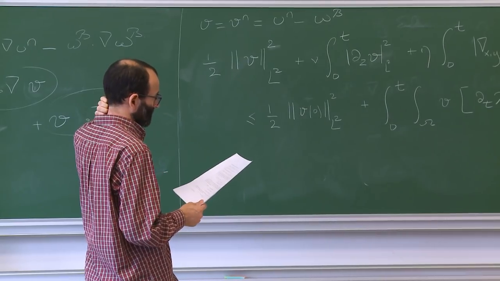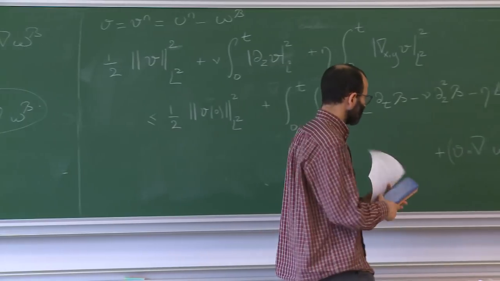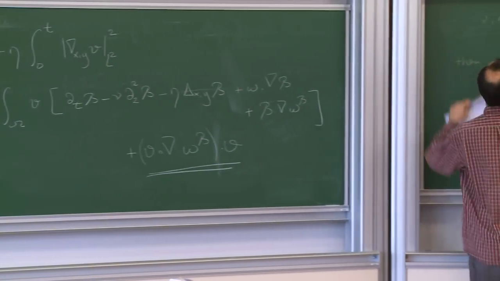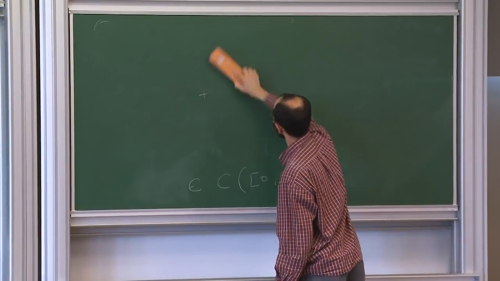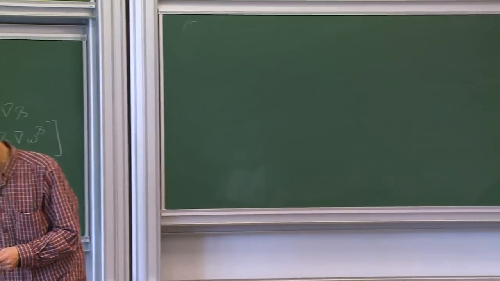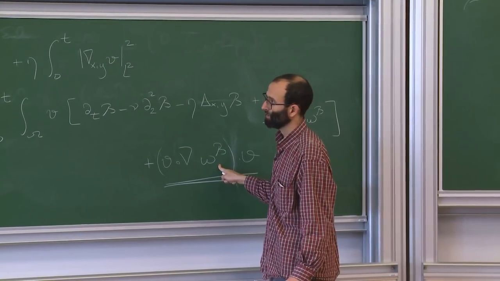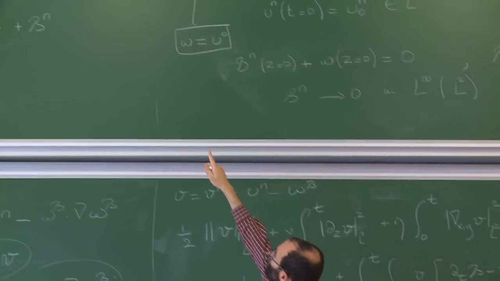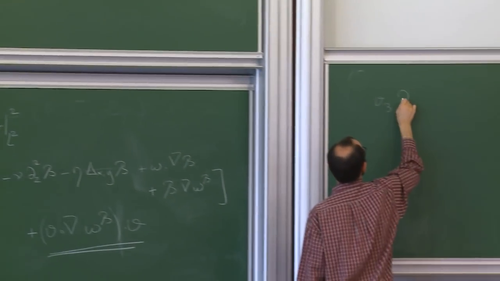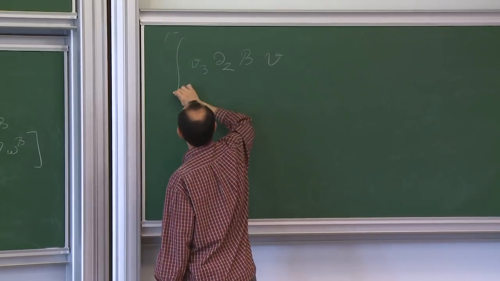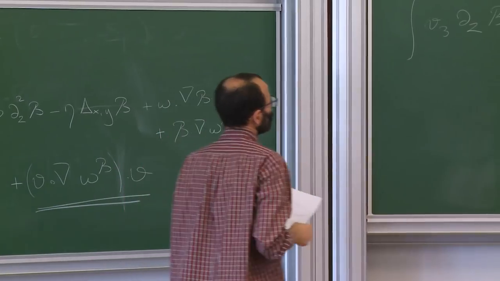I just want to insist on the important terms and show you the main idea. So what are the important terms? There will be a term coming from this. Clearly the most difficult thing is when you are taking z derivatives here. Because when you are taking a z derivative, that small parameter, nu xi, comes out. So the difficult term here is v3 dz b v. DZW is not a problem. It's more the DZB that is the problem. So this is one of the terms.